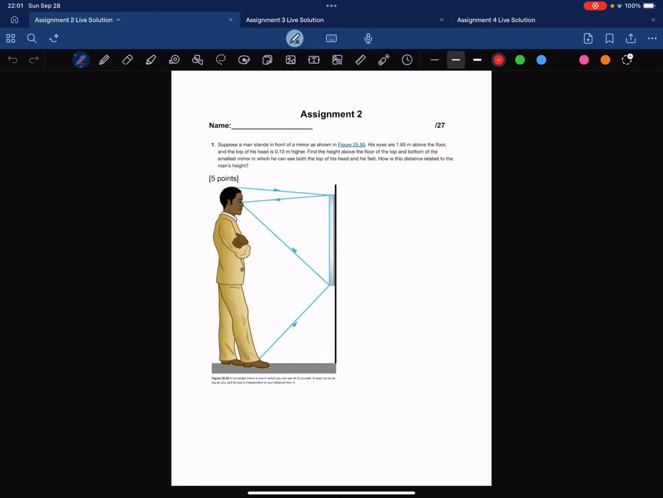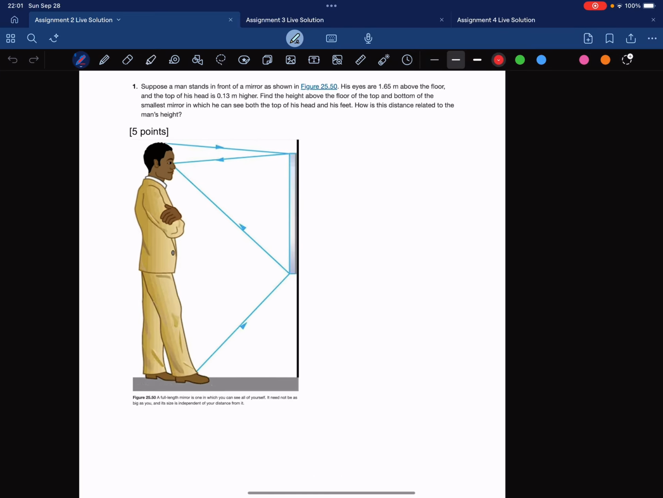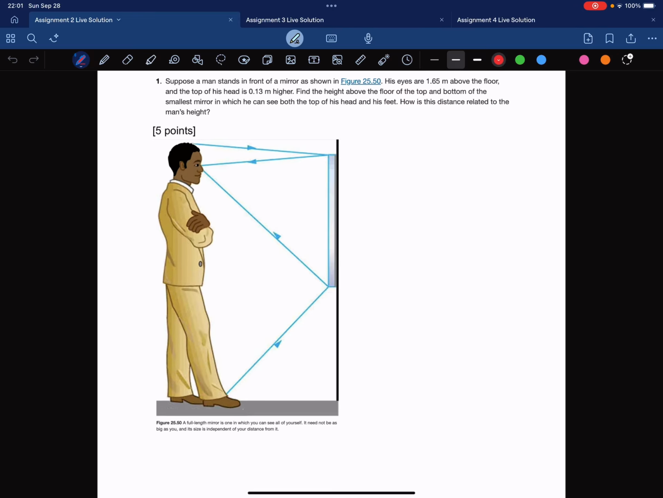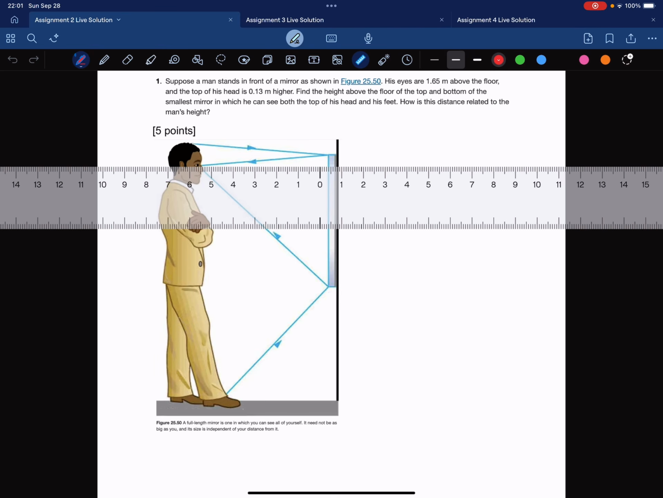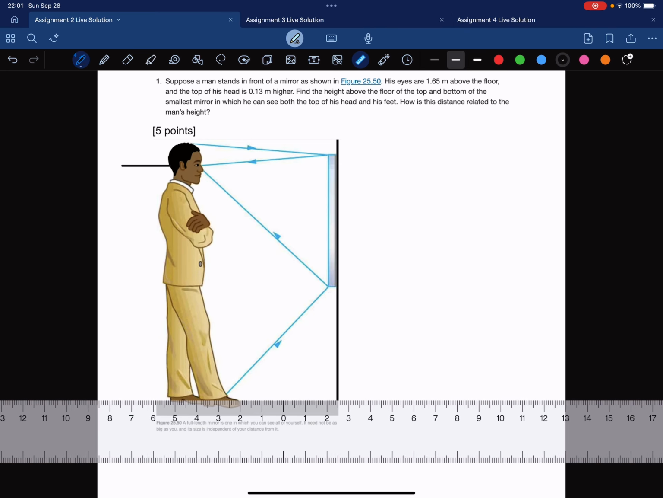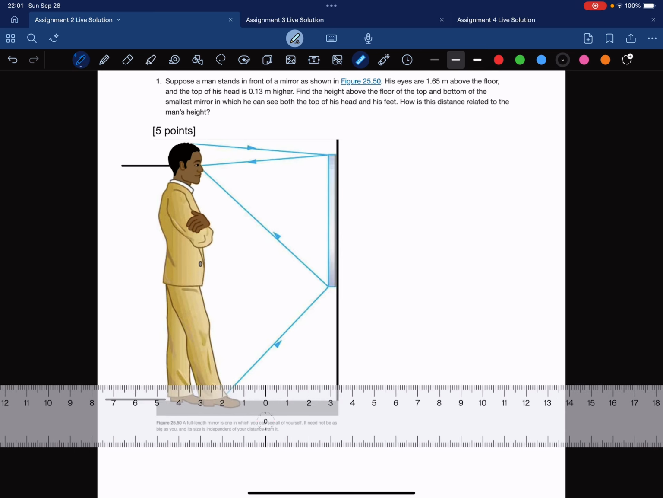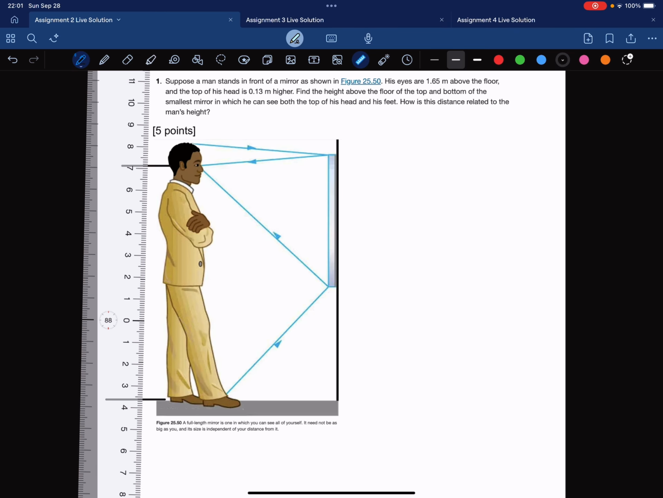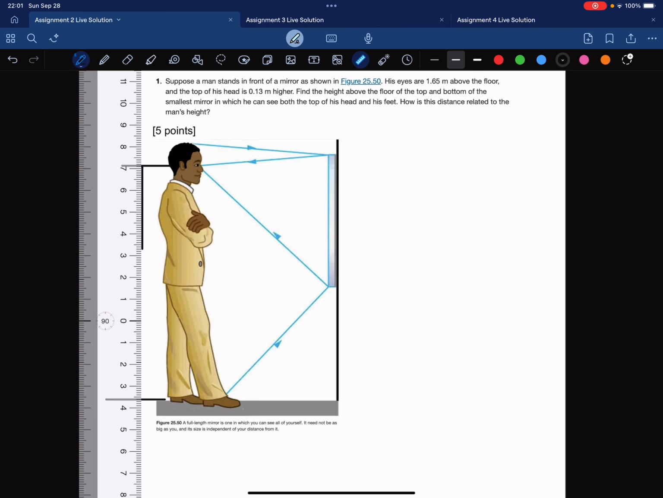Okay, this is the solution video to assignment 2. So here we have a man standing in front of a mirror as shown in the figure. His eyes are 1.65 meters off of the floor. So I'm going to go ahead and make note of that right away. So from here down to here, that is 1.65 meters.